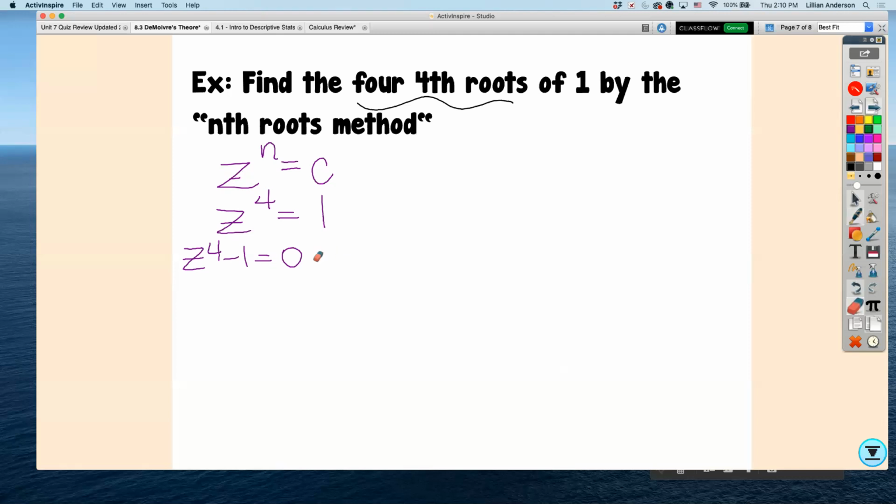So I'm going to erase this because we're going the nth roots way. What we need to do is get our complex number into polar form. When we get into polar form, we'll be able to apply the Morse theorem and get our roots. So 1 is written how in polar form?